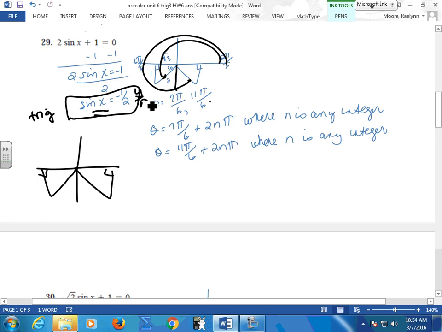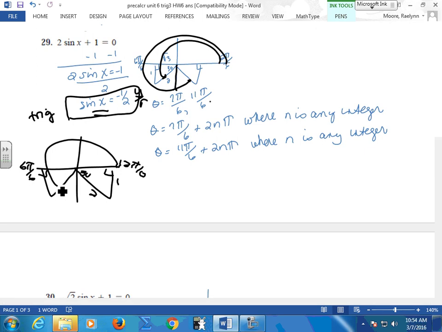sine is y over r. So this is a 30-degree angle, right? So 30 goes into 180 six times. This is 6 pi over 6, 12 pi over 6. So the one right after 6 is 7 pi. The one right before 12 is 11 pi. If you want to convert to degrees and then later convert them to radians, it's a little bit more work, but if that's what you like to do.